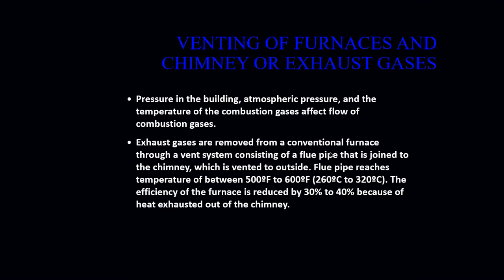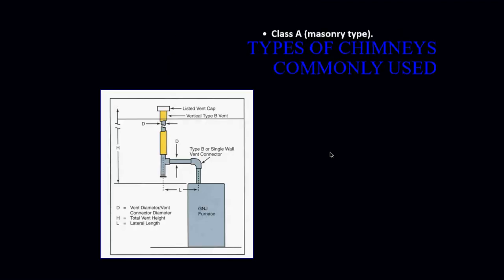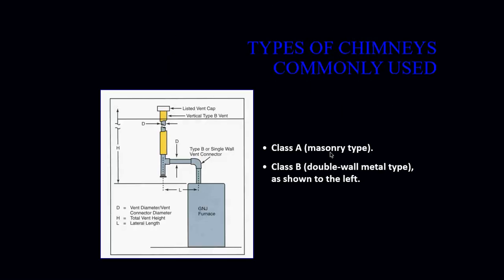Okay, flue pipe reaches temperatures of anywhere between 500 and 600 degrees on a conventional furnace. The efficiency of the furnace is reduced by 30 to 40% because of the heat exhausted out of the chimney. So when we are thinking about our chimneys, we have two types of chimneys out there. We have a Class A, which is basically our masonry chimney, and we have our Class B chimneys. Okay, those are our double wall metal type, as shown here in the diagram.